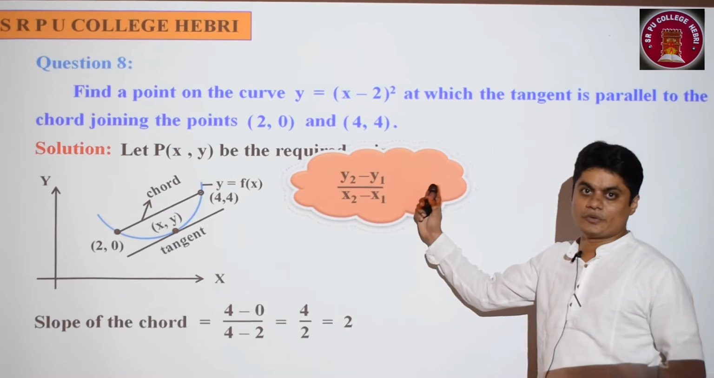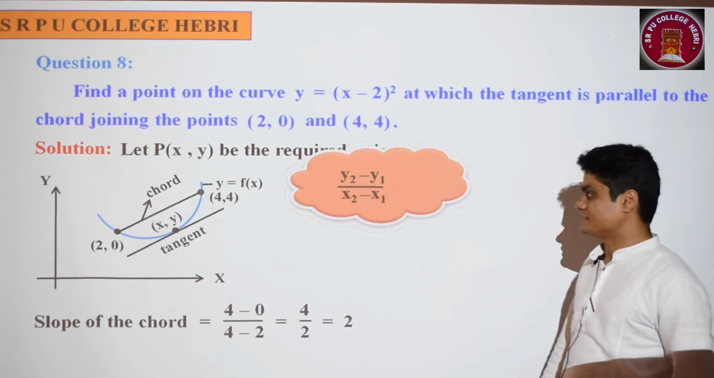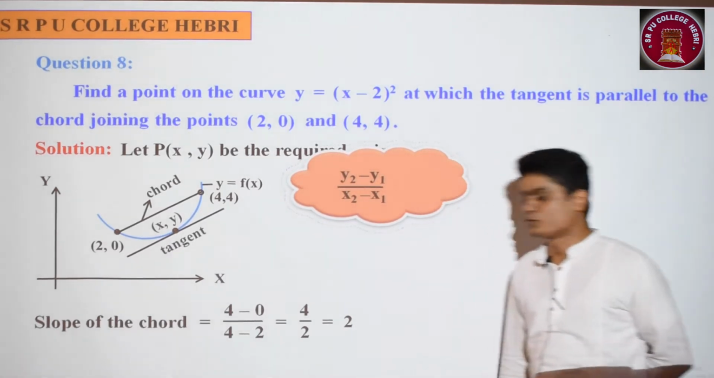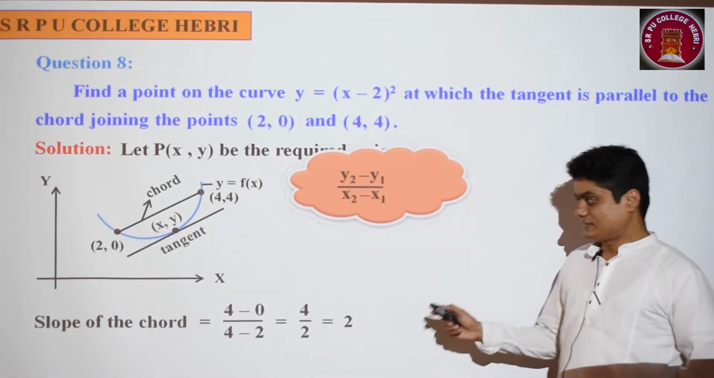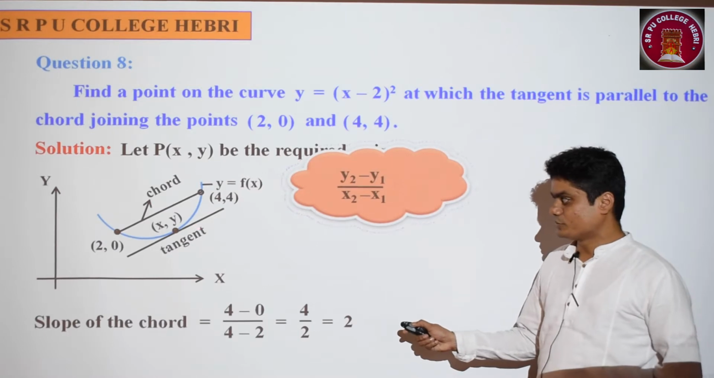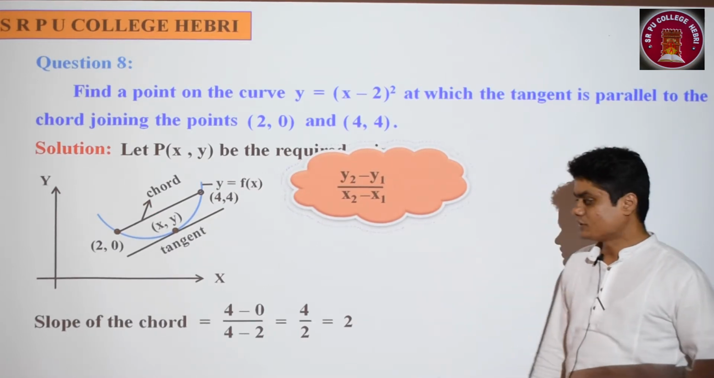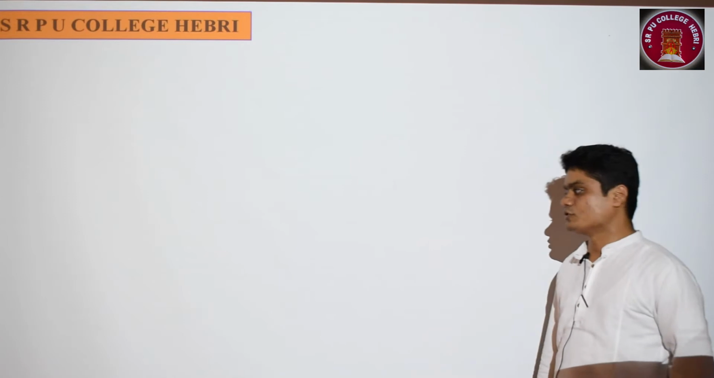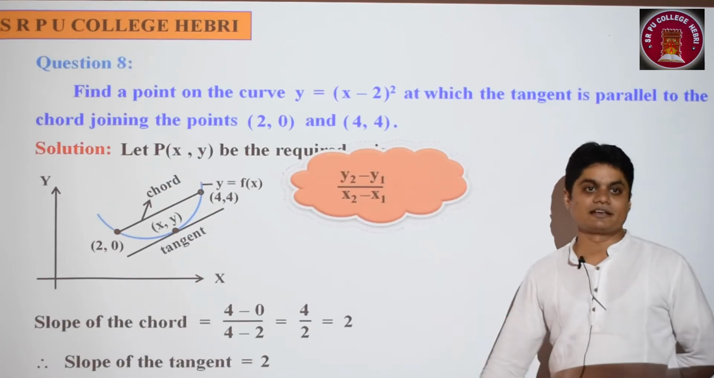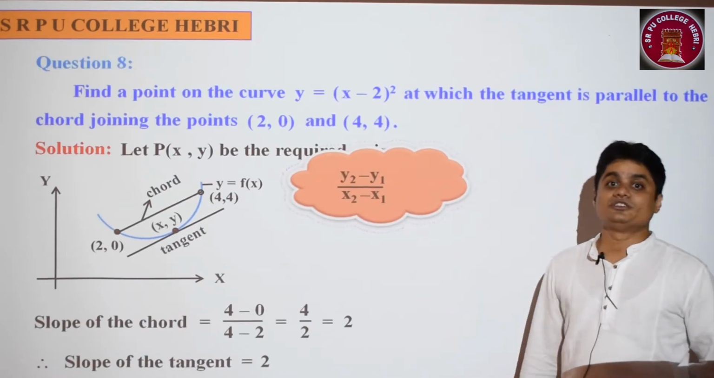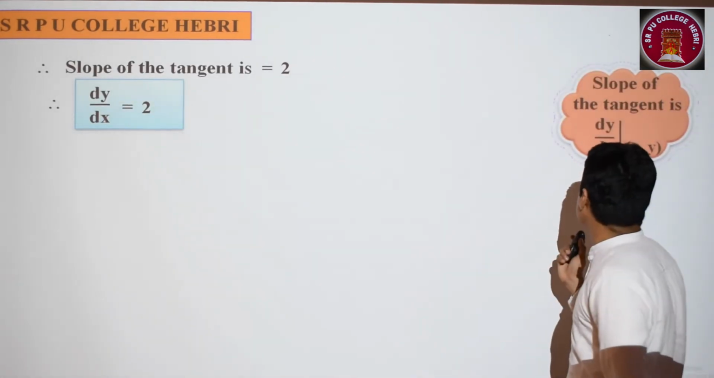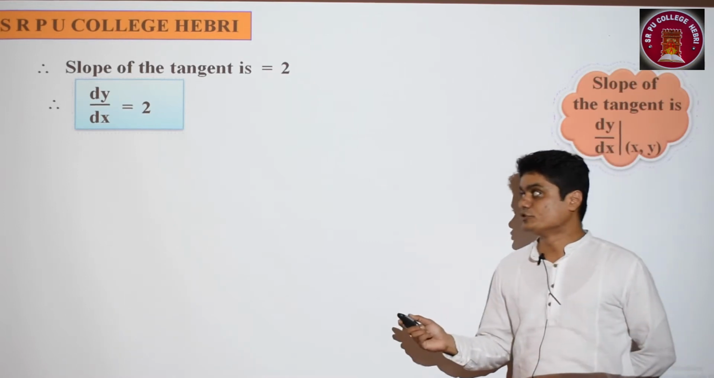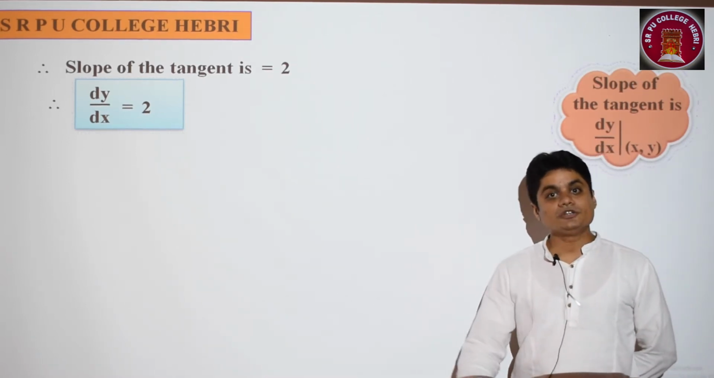So the slope of the chord is 4 by 2, equal to 2. Now what is given? The tangent is parallel to the chord, so the slope of the tangent must be equal to the slope of the chord. Therefore the slope of the tangent is equal to 2. And we also know that the slope of the tangent is nothing but dy by dx at the point, so dy by dx must be equal to 2. So now you can start your work.